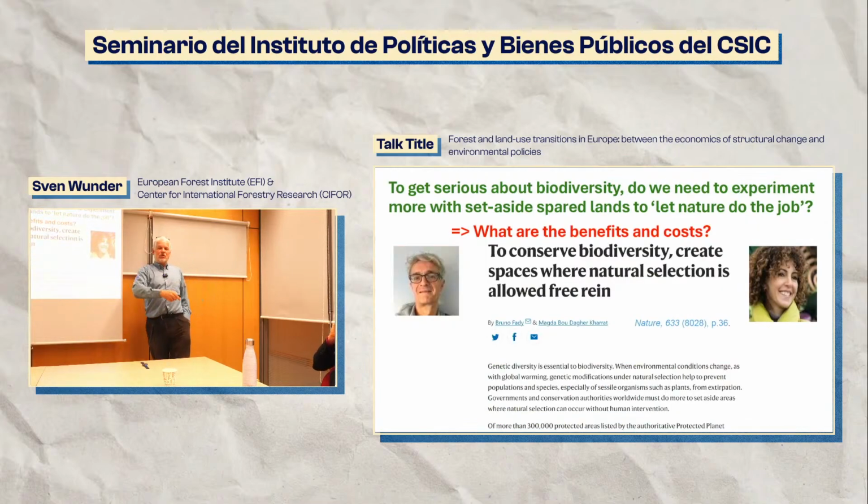And this is echoed by two of my colleagues. I think Bruno is now an associate or so, but Magda works with me in EFIMED in Barcelona. That from a genetic point of view have made the argument in this letter to Nature that to conserve biodiversity we may need more space for natural selection to have free reign. We may need to set aside more spared lands for biodiversity purposes.